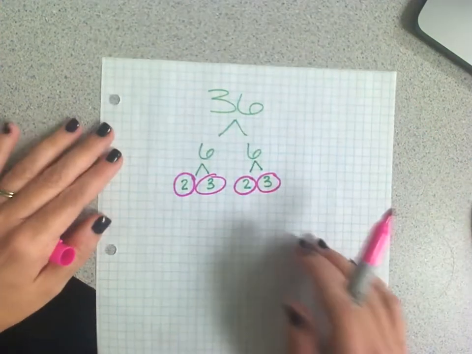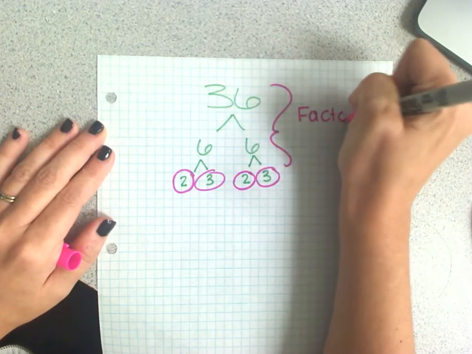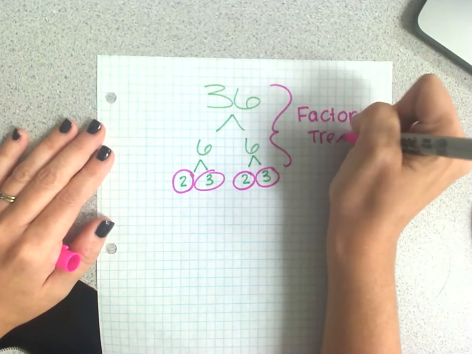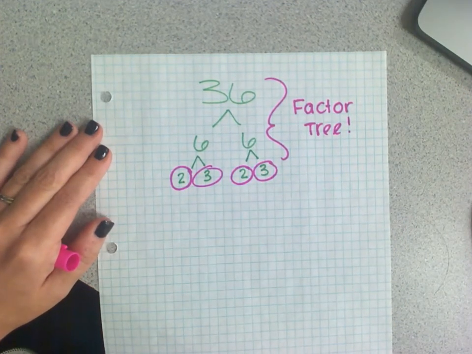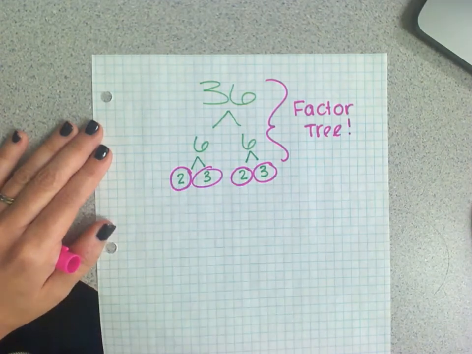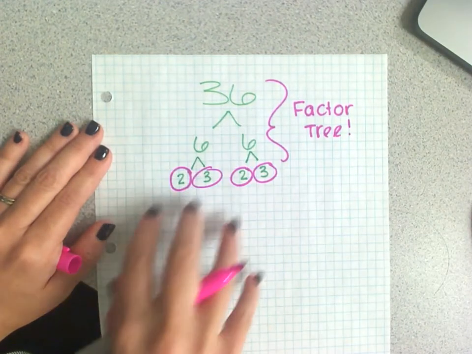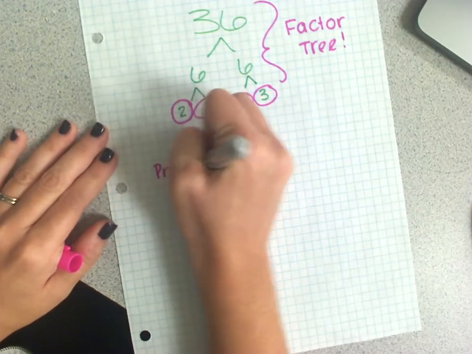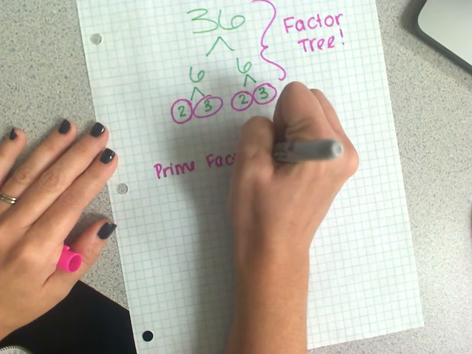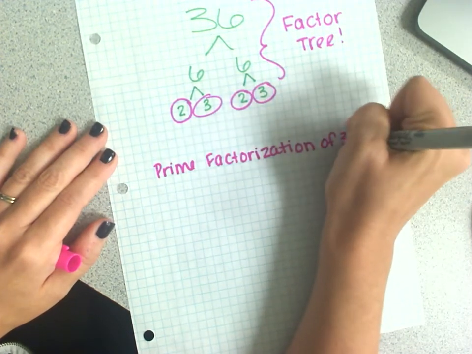Okay, so what we did here was we made a factor tree. And the factor tree is just a tool that we use to help us get to the bottom of what really are the prime numbers that make up 36. This is not the answer to the question. This is just what we use to help us get the answer. The question is asking us for the prime factorization of 36.